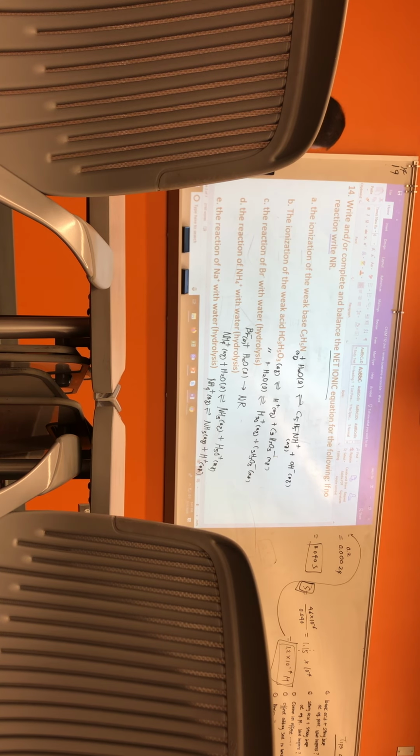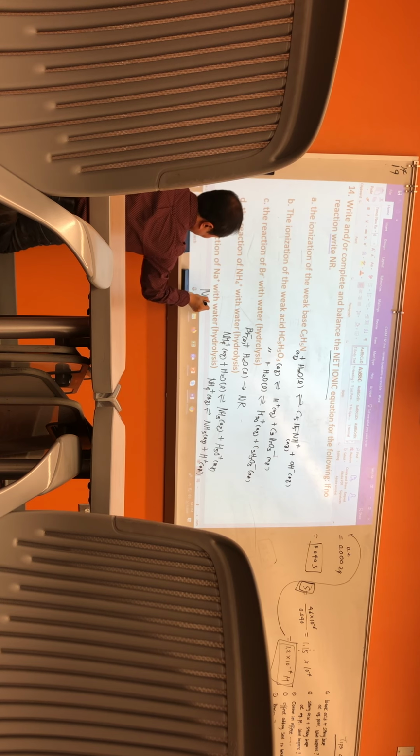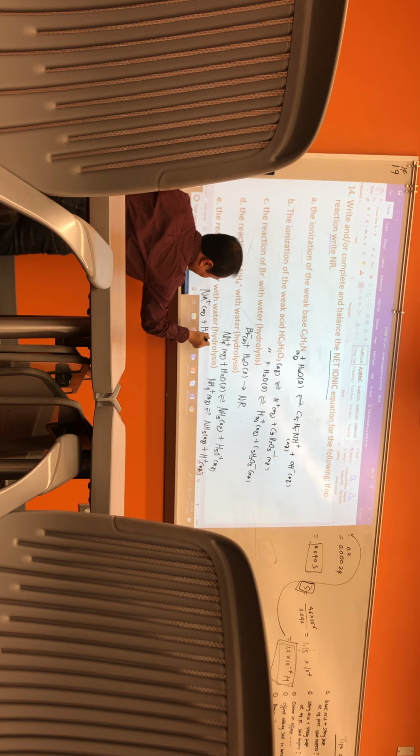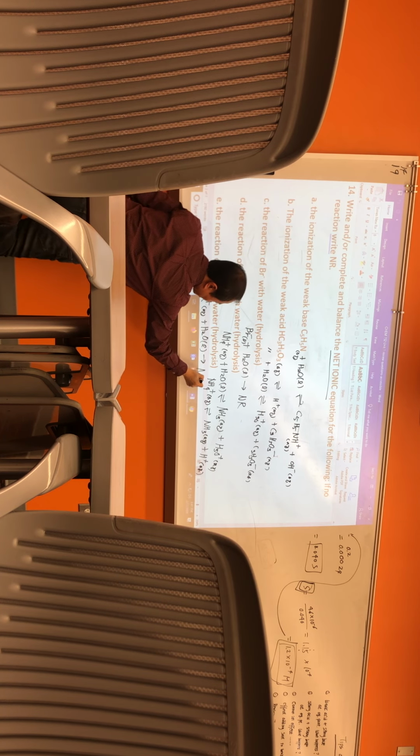Reaction of sodium with water. Sodium is linked to a strong base. So if this ion is with water, there will be no reaction.